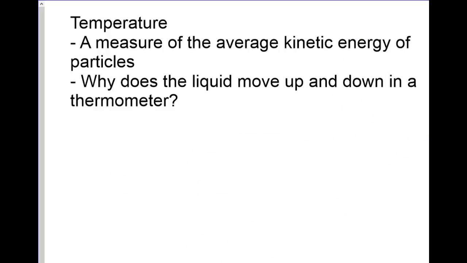Temperature is the third concept. Temperature is a measurement of how fast the particles are moving in a substance. Suppose this is a thermometer. How is it possible that the liquid that is inside the thermometer goes up and down that thermometer to give us a temperature reading?